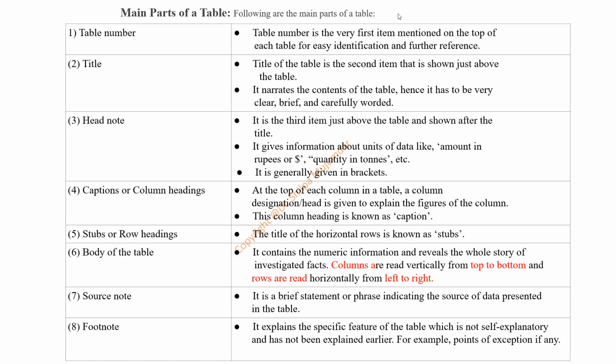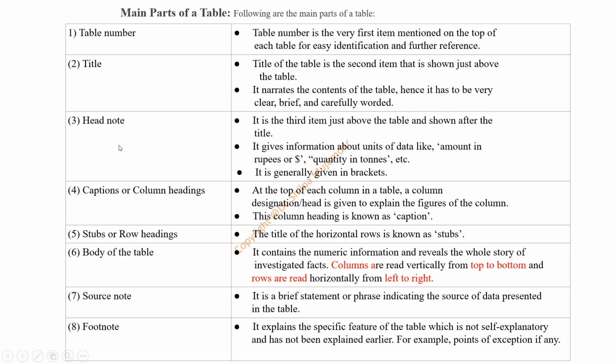It is the second item that is shown just above the table. It narrates what is presented in that particular table. So the title must be very clear and brief. It should not be a two, three, four line title for the table. That is exactly the wrong presentation of the table, or wrong scientific presentation, I must say. So always it should be easy, very clear, brief and carefully worded. Whatever title you write, it must be done with utmost care.